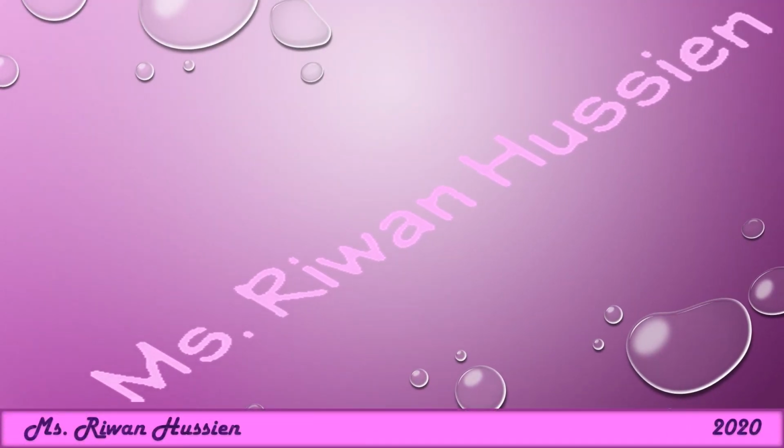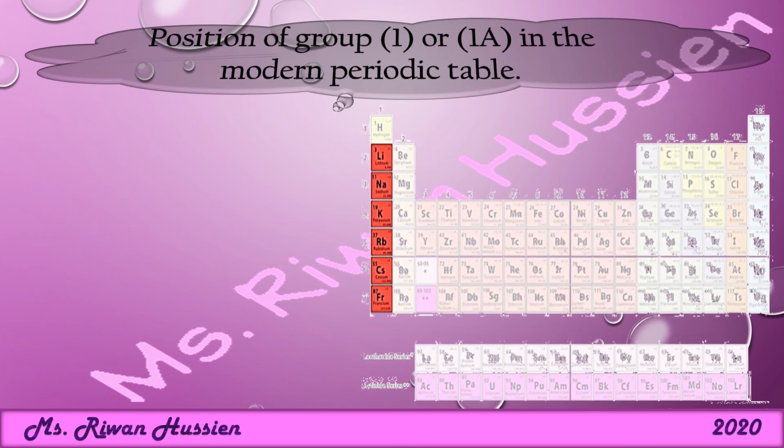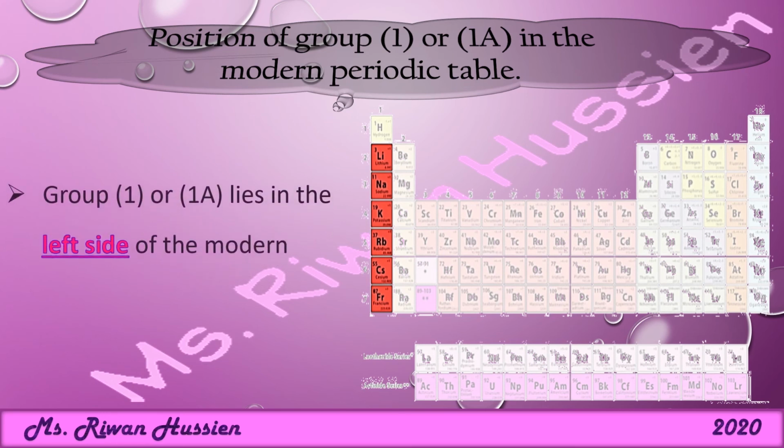Coming to the position of Group 1 or Group 1A in the modern periodic table. As you can see in the picture, Group 1A lies on the left side of the modern periodic table in the s block.